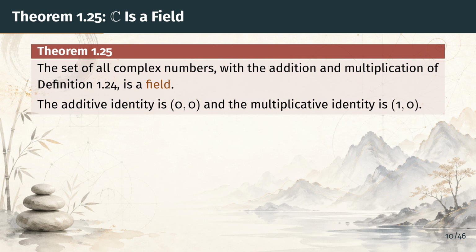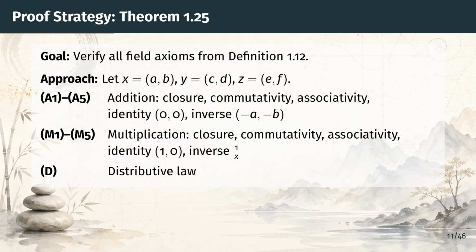Let's look at the proof strategy. Here is the roadmap for the proof. We verify each field axiom one by one. The addition axioms are straightforward, since addition is component-wise, so they inherit directly from real number properties. The multiplication axioms require more computation. Associativity involves expanding lengthy products, and the existence of multiplicative inverses requires a clever formula.